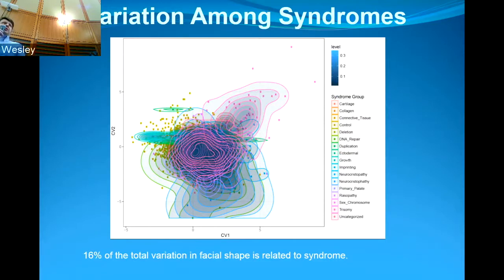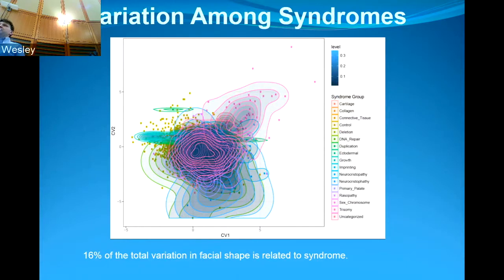And I'm happy to tell you, although Rich wasn't impressed when I told him this, but I was impressed, that 16% of the total variation in facial shape is due to syndrome. And if you consider the fact that most of us look like ourselves, and secondarily like our parents, and probably thirdly like something else, for example, syndromes, that's a large amount of variation associated with the factor.